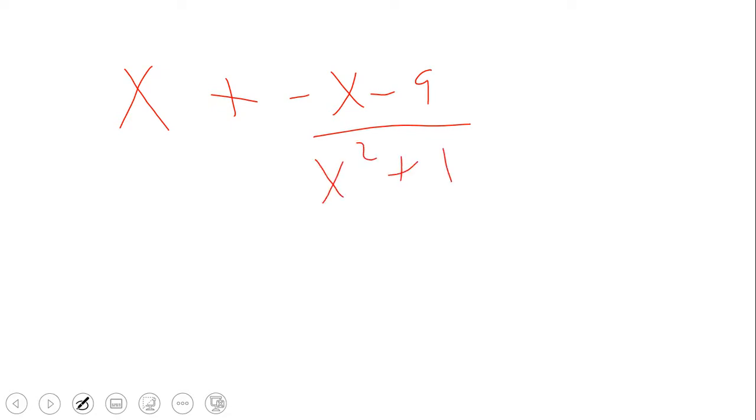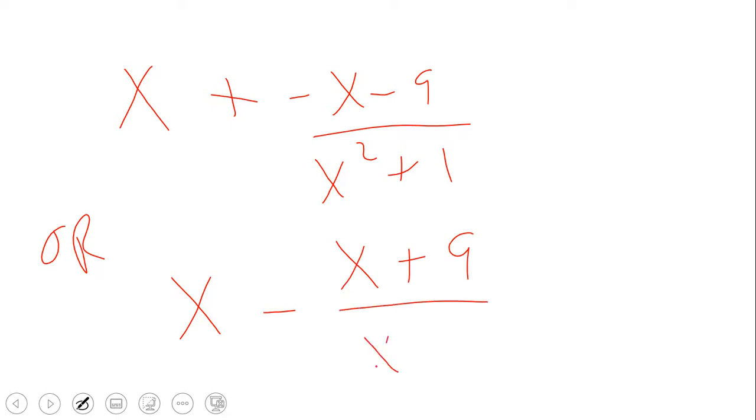Again, that would be a perfectly fine answer, or you could do x, factor out the negative. That would make this x plus 9 over x squared plus 1. Please make sure you know that those are completely equivalent, and honestly, I do not care which version you use, as long as you can get down this far.